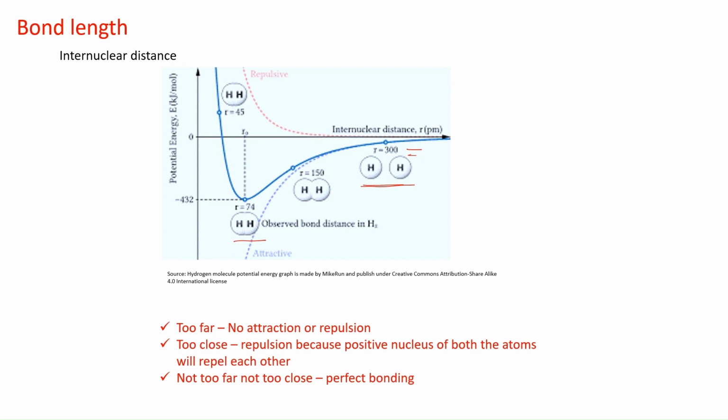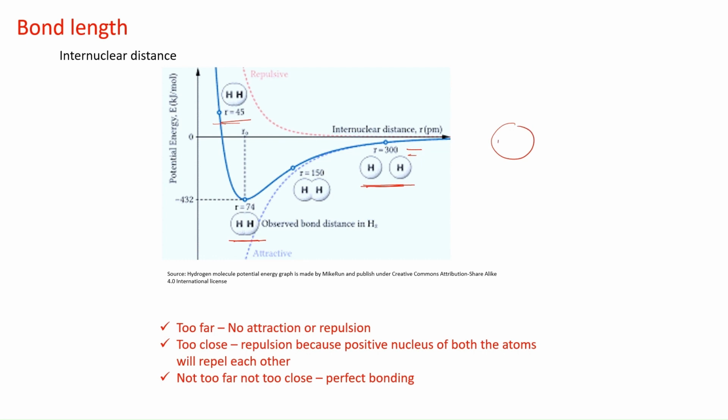So the distance between two atoms, or we can say the internuclear distance, is very important for perfect bonding. If the distance is too far from each other, then they cannot form a bond. When the distance is too small, here R is 45, here also they will repel.